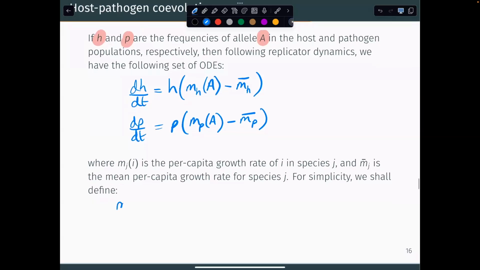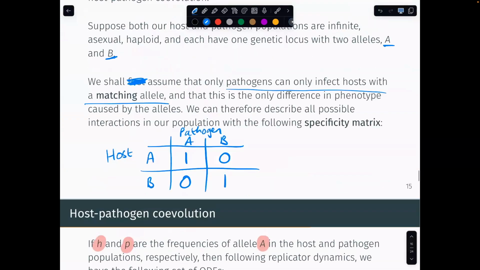So for simplicity, I'm going to say that the per capita growth rate, like I say, essentially this is the same as the fitness here, of our A allele in the host population is going to be 1 minus P. Why would that be the case? Well, this is basically saying these hosts here with allele A are going to be fittest when none of the pathogens have allele A. The more pathogens with allele A around, the lower their fitness is going to be. And that's because pathogen A can infect host A. Right?